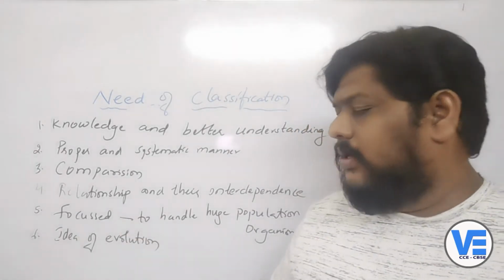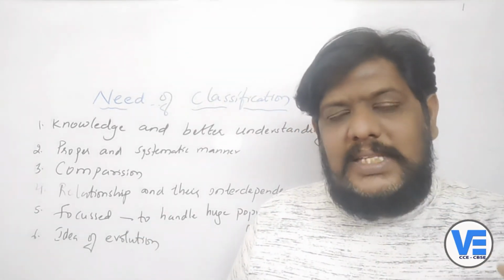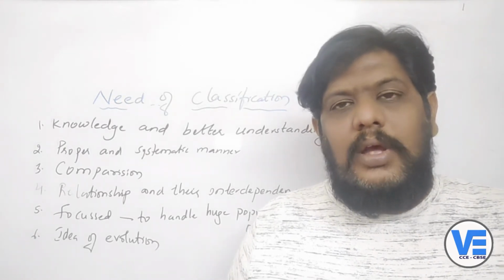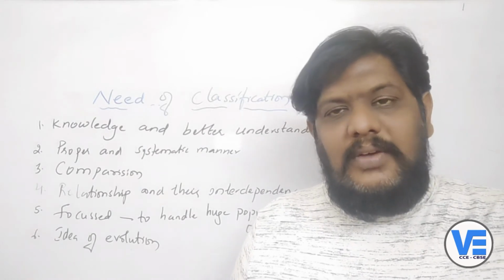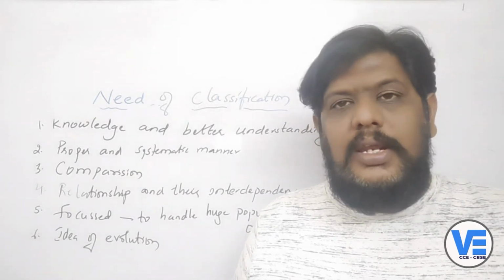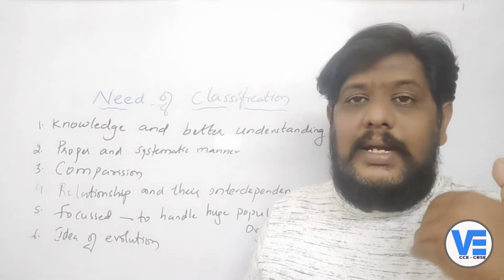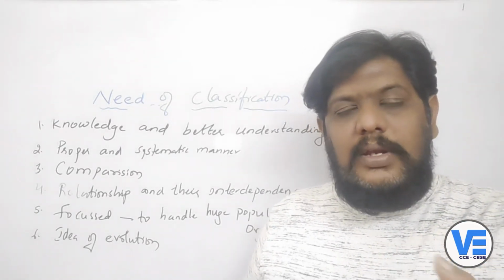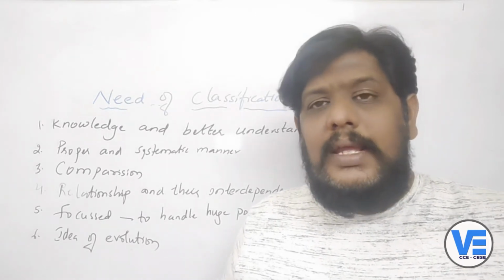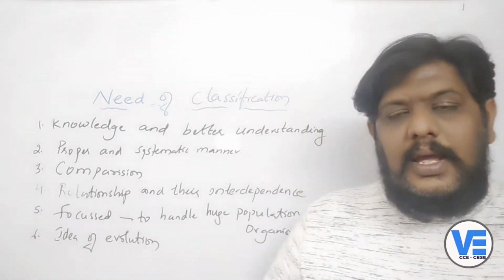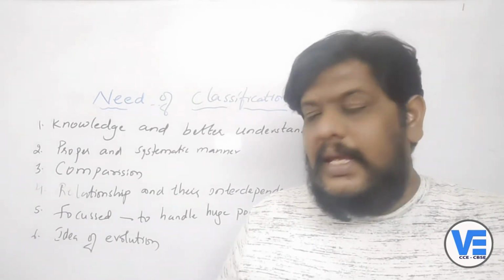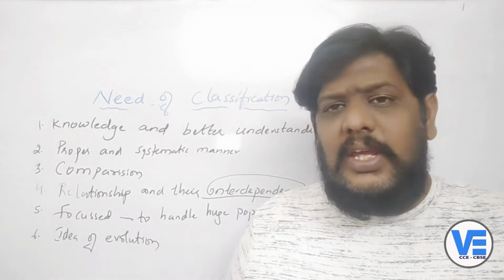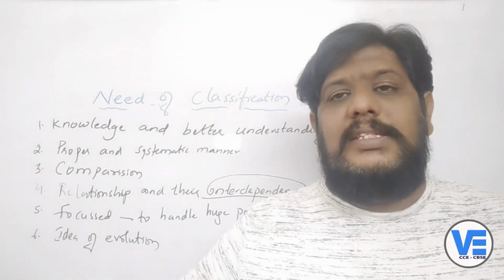Coming to the fourth, because of this classification you can understand the relationship between the living organisms, what kind of relationship they have with other organisms, and also you can know the interdependence. Interdependence means how they are dependent on each other. So if you know the classification, you can know which animal is dependent on which.